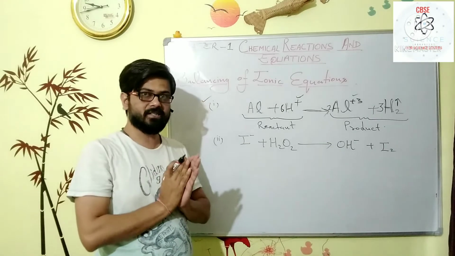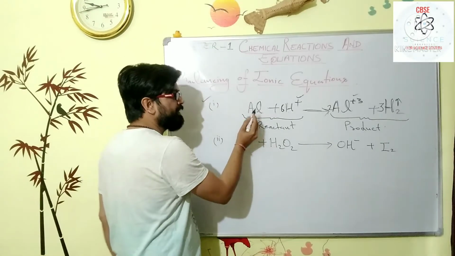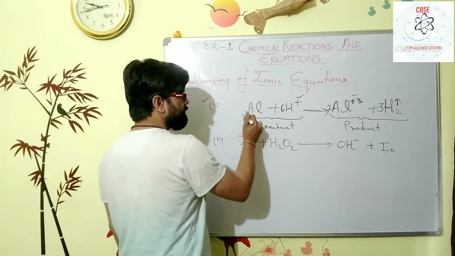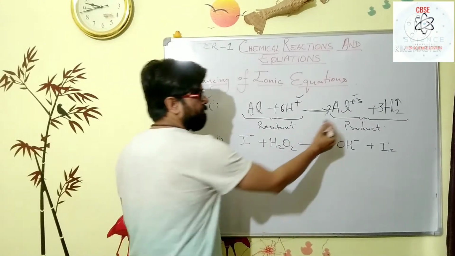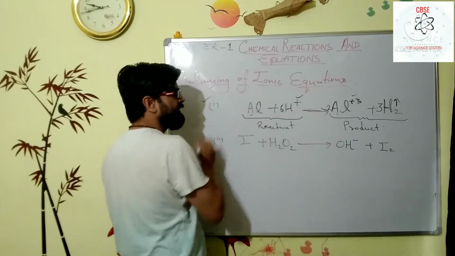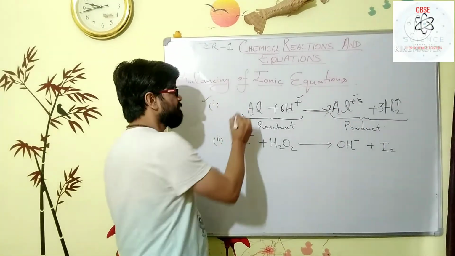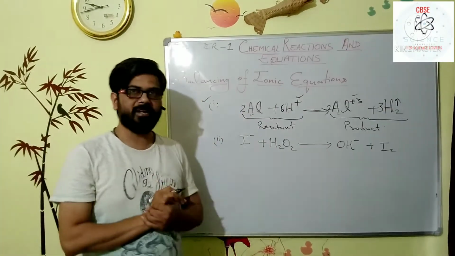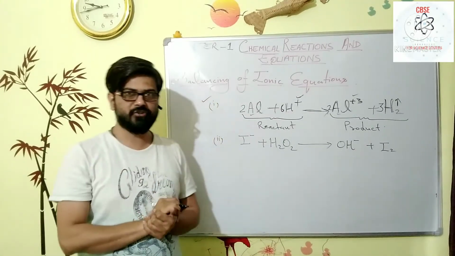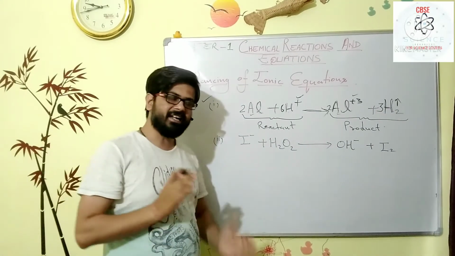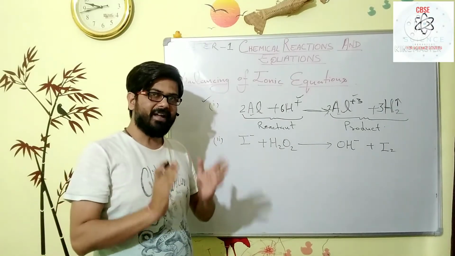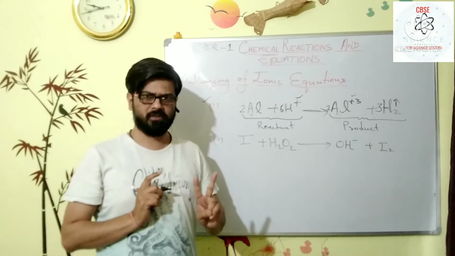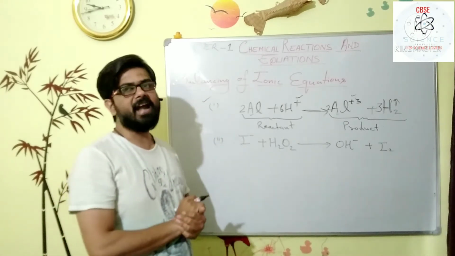So the charge will balance, but still the aluminium particles are not balanced. Here you are seeing one aluminium atom, but here there are 2. So to balance the aluminium atoms, put 2 on the reactant side. In that way this ionic equation is balanced. So my dear students, we have seen that in an ionic equation we have to balance the particles as well as the charge. Both we have to balance in an ionic equation.